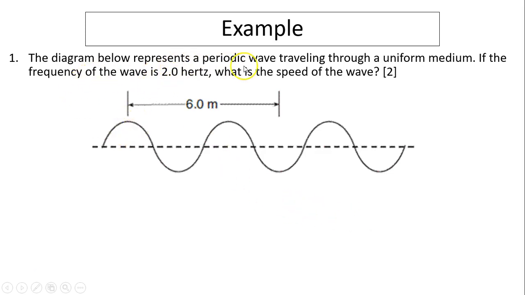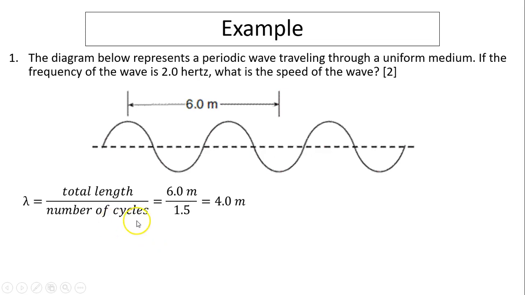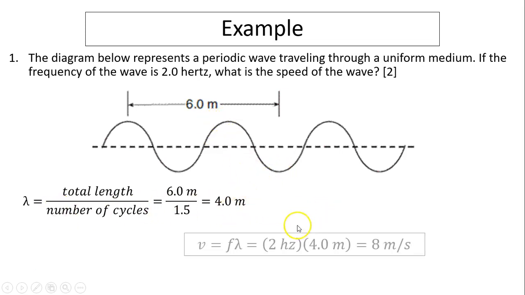Another example, the diagram below represents a periodic wave traveling through a uniform medium. If the frequency is 2 hertz, what is the speed? So remember, if you know the frequency, you find the speed. Speed equals frequency times wavelength, and wavelength is total length divided by number of cycles. The length, it tells us, is 6 meters, but in 6 meters, how many cycles is that? It's 1.5 cycles. So the wavelength is 4 meters. Then speed equals frequency times wavelength, which is 8 meters per second.